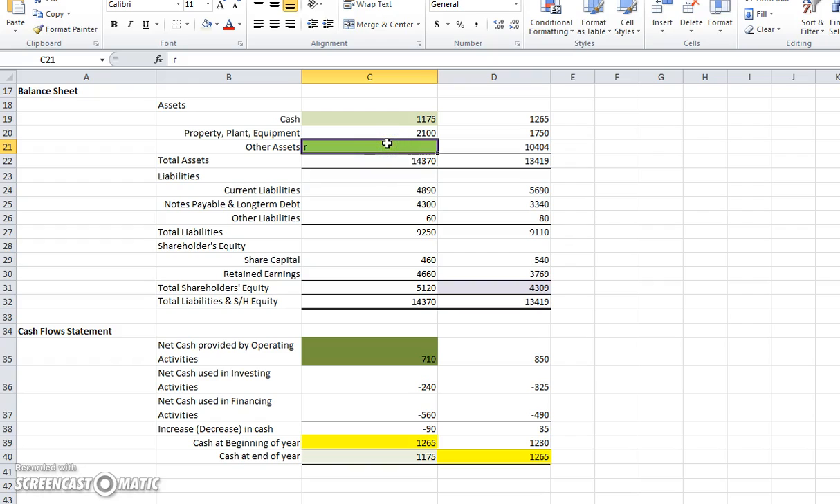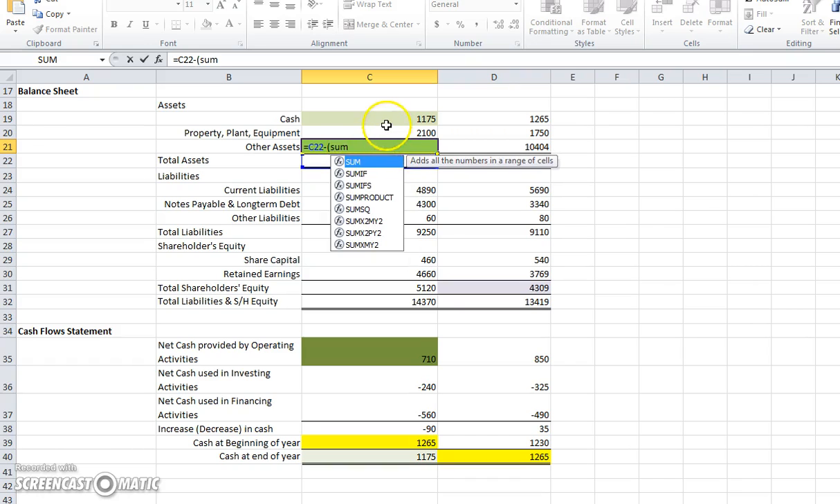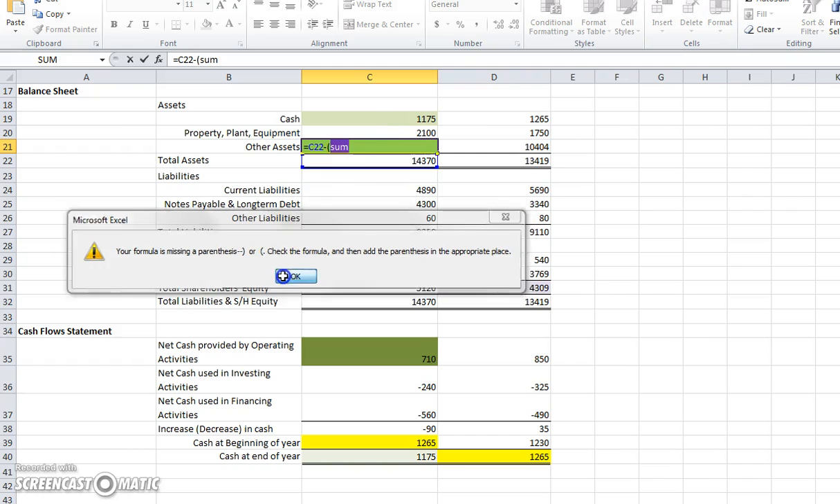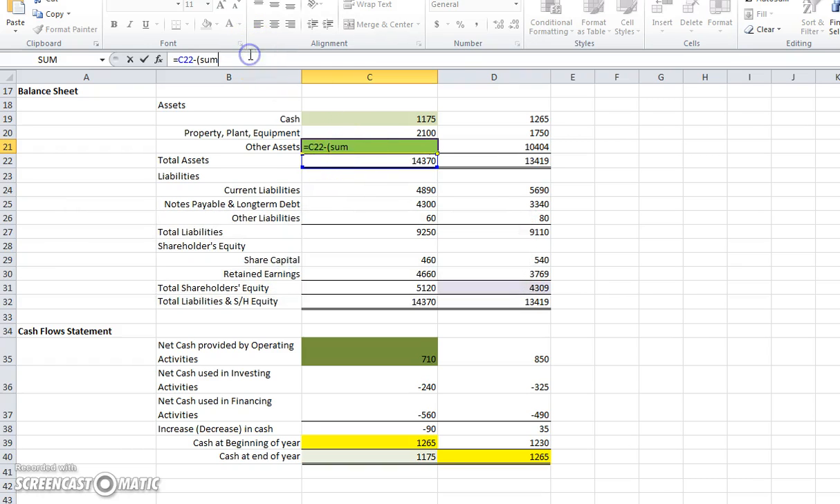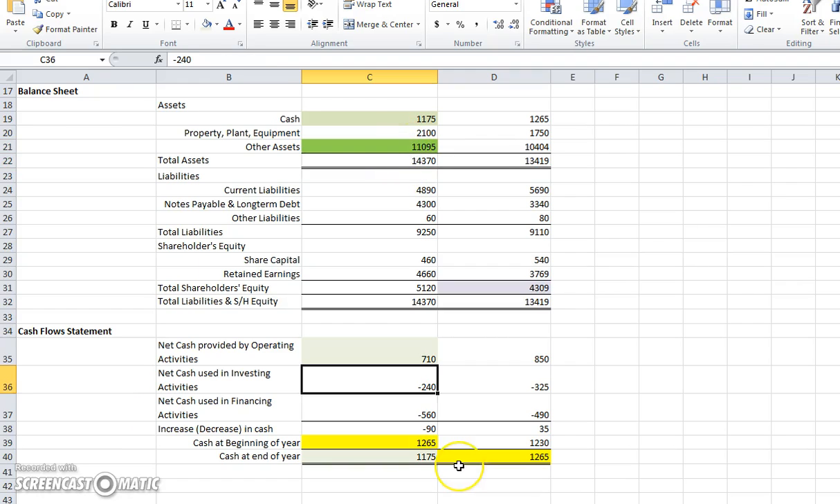Okay, now we're very close. We have only one more thing to fill out. What's the other assets? Well, we know the total assets, so again, let's subtract the sum of the cash and the property, plant, and equipment, and that should give us our other assets. Phew! We have now come to the end of number 68.